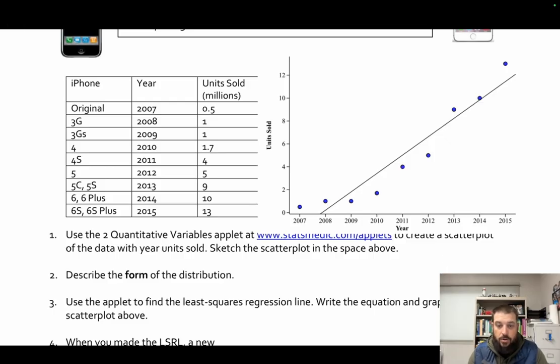But what I've gone and done already for you is I've used Statplet to plot the scatter plot and then create our least squares regression line there. And so looking at that, let's go ahead and do number 2. So we want to describe the form of the distribution. So remember, that's our DUFS.